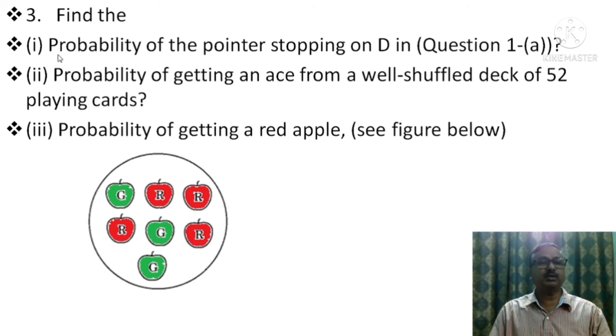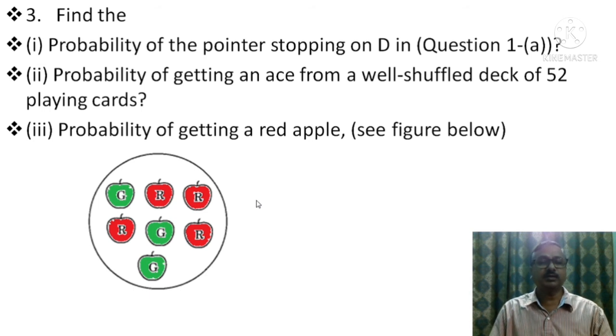All the questions are there. This is for question number 1, and the second part is the probability of getting an ace from a well shuffled deck of 52 playing cards. Now we'll discuss one by one. Now, probability of getting a red apple. See the figure below. From this figure, what is the probability of getting a red apple? Now what is probability?